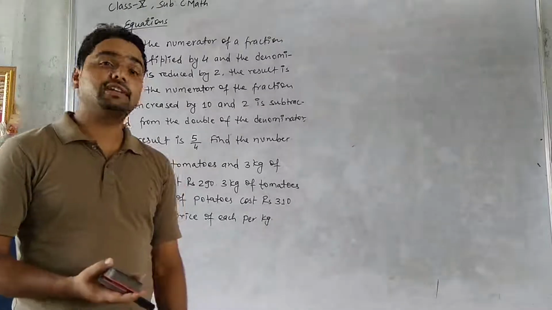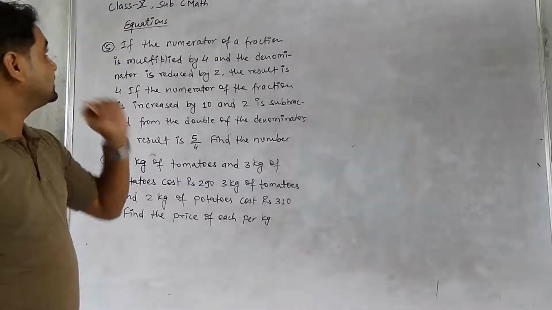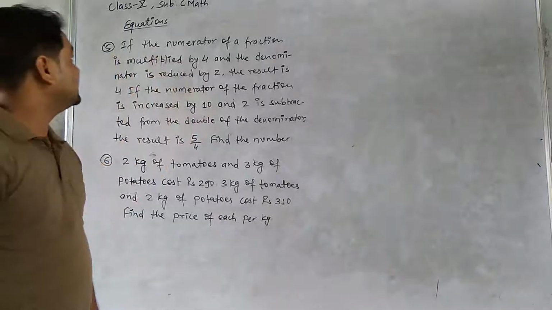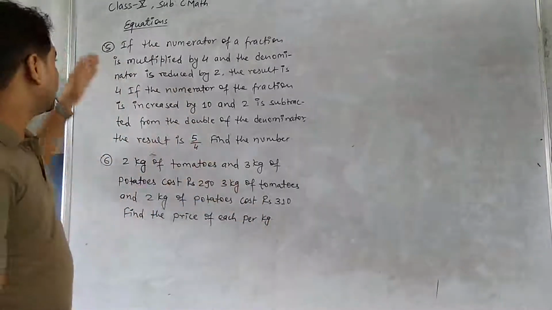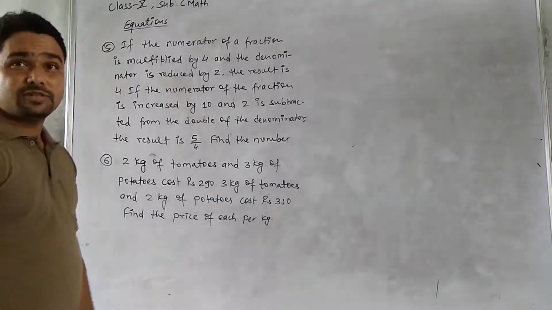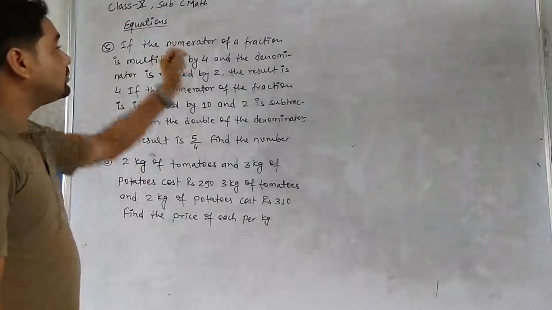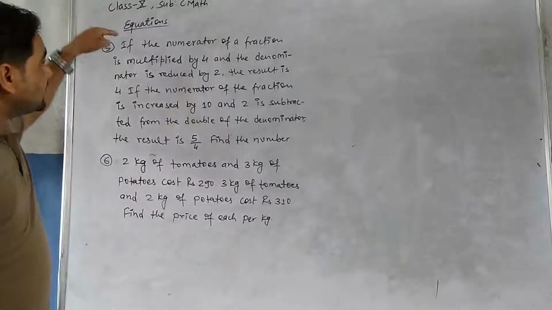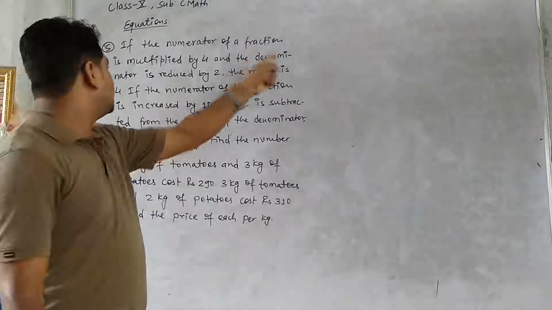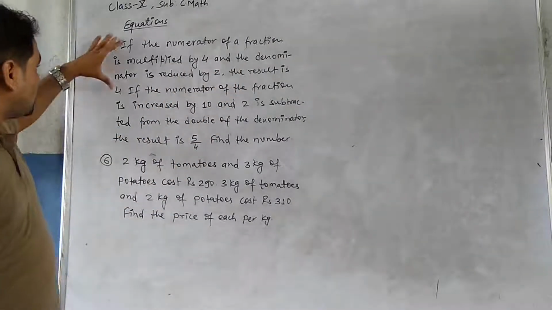Everyone. Once again, here we are to continue the same class, that is class 10, subject compulsory mathematics, and we are in the chapter linear equation. I have written here that previously we have done 4-5 questions, and questions 5 and 6 I have written here. In question 5 it is said that if the numerator of a fraction is multiplied by 4 and the denominator is reduced by 2, the result is 4.